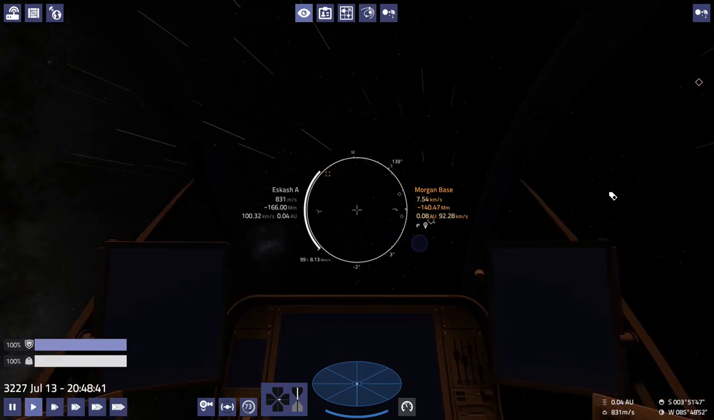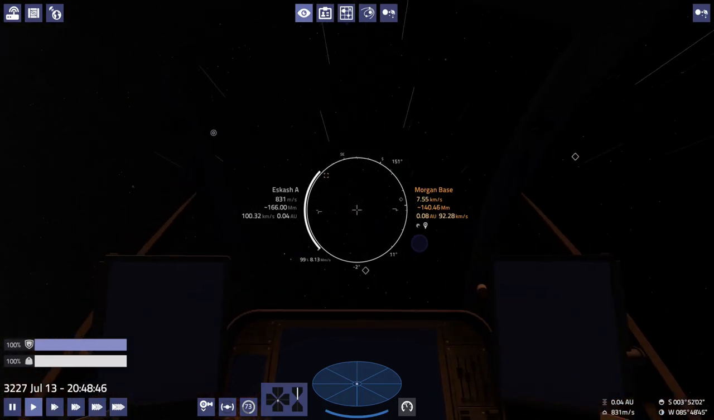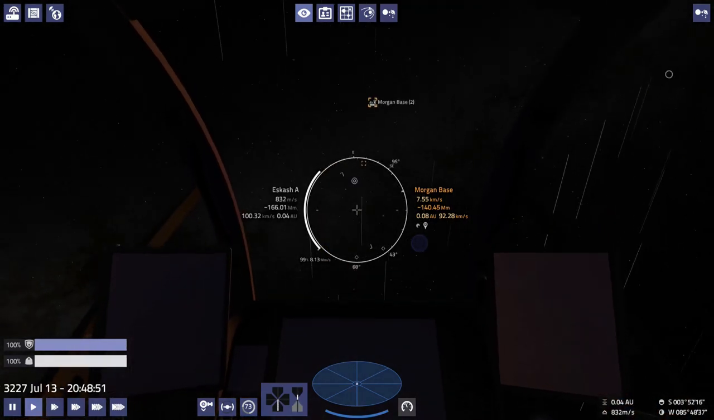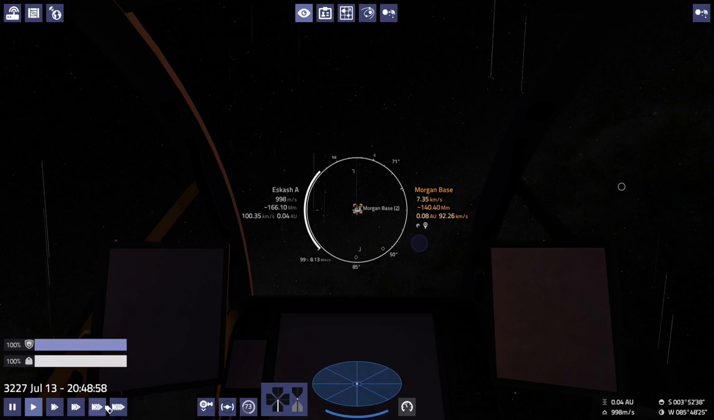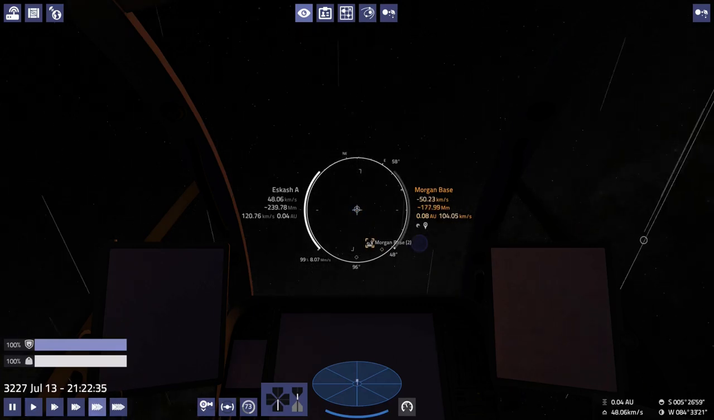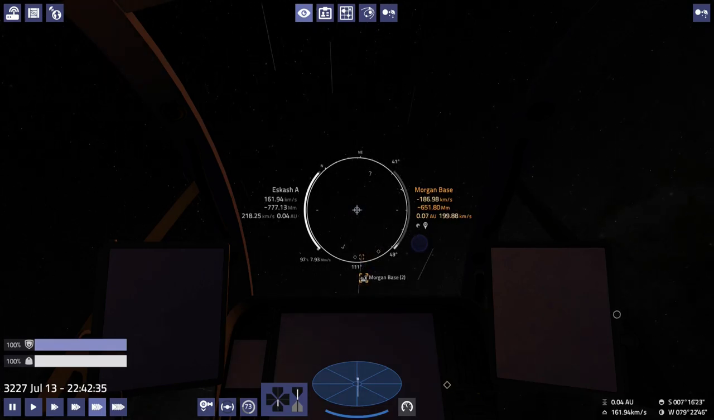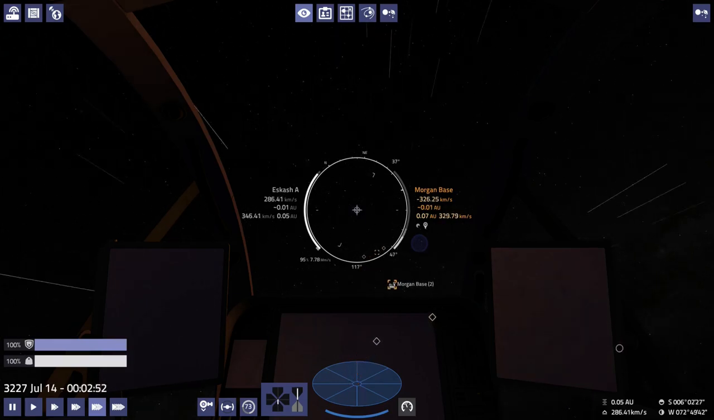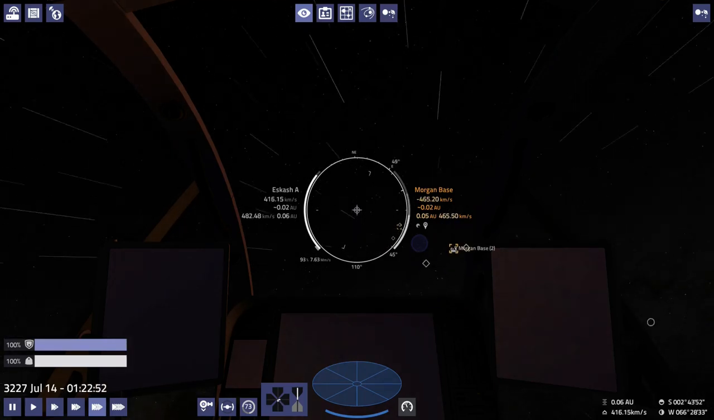Oops. Okay, that was weird. Let's head over to Morgan's Base. It's actually only 0.8 AU, thanks to our entry point. I'm missing a big zero there. 0.8 AU would still be close enough.